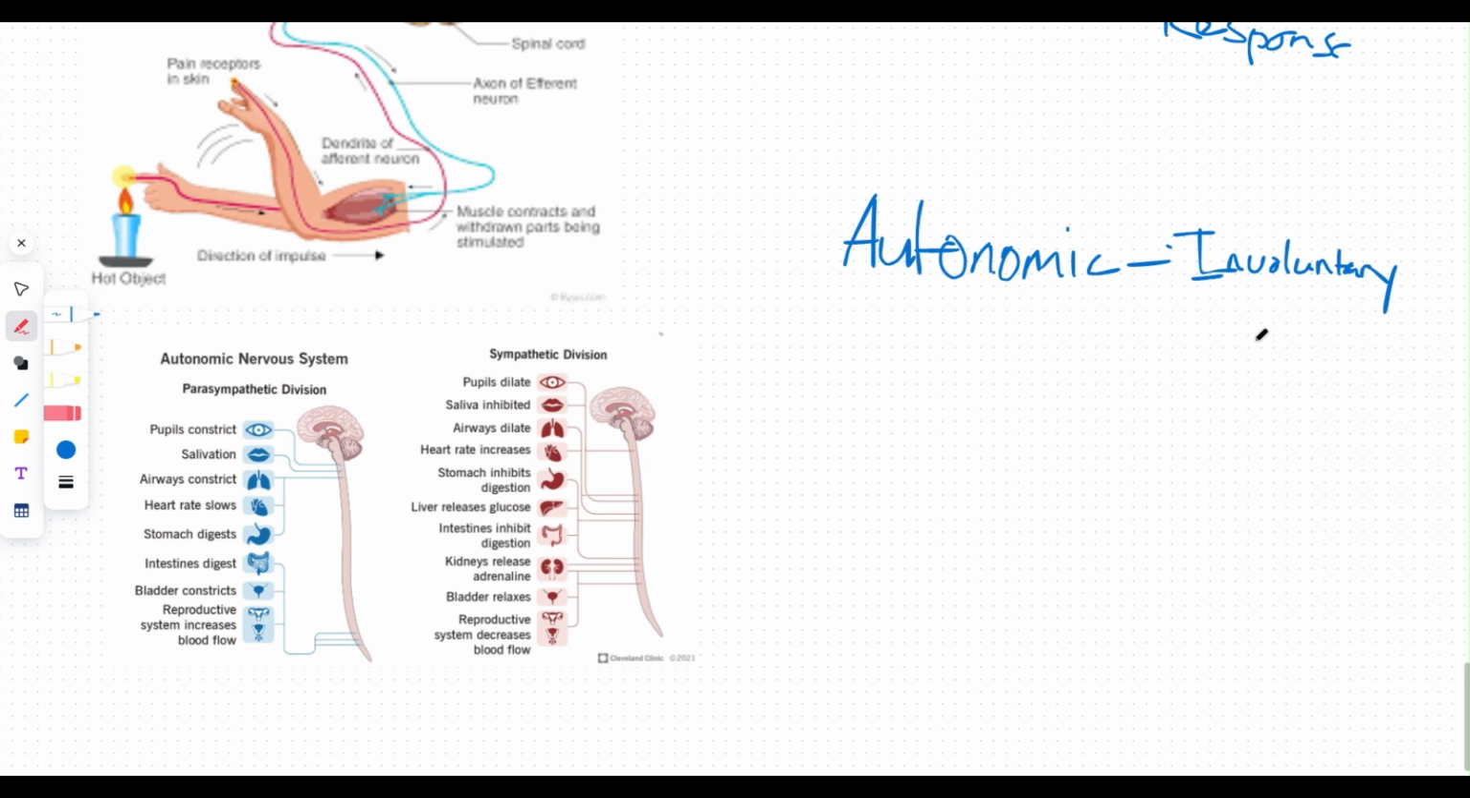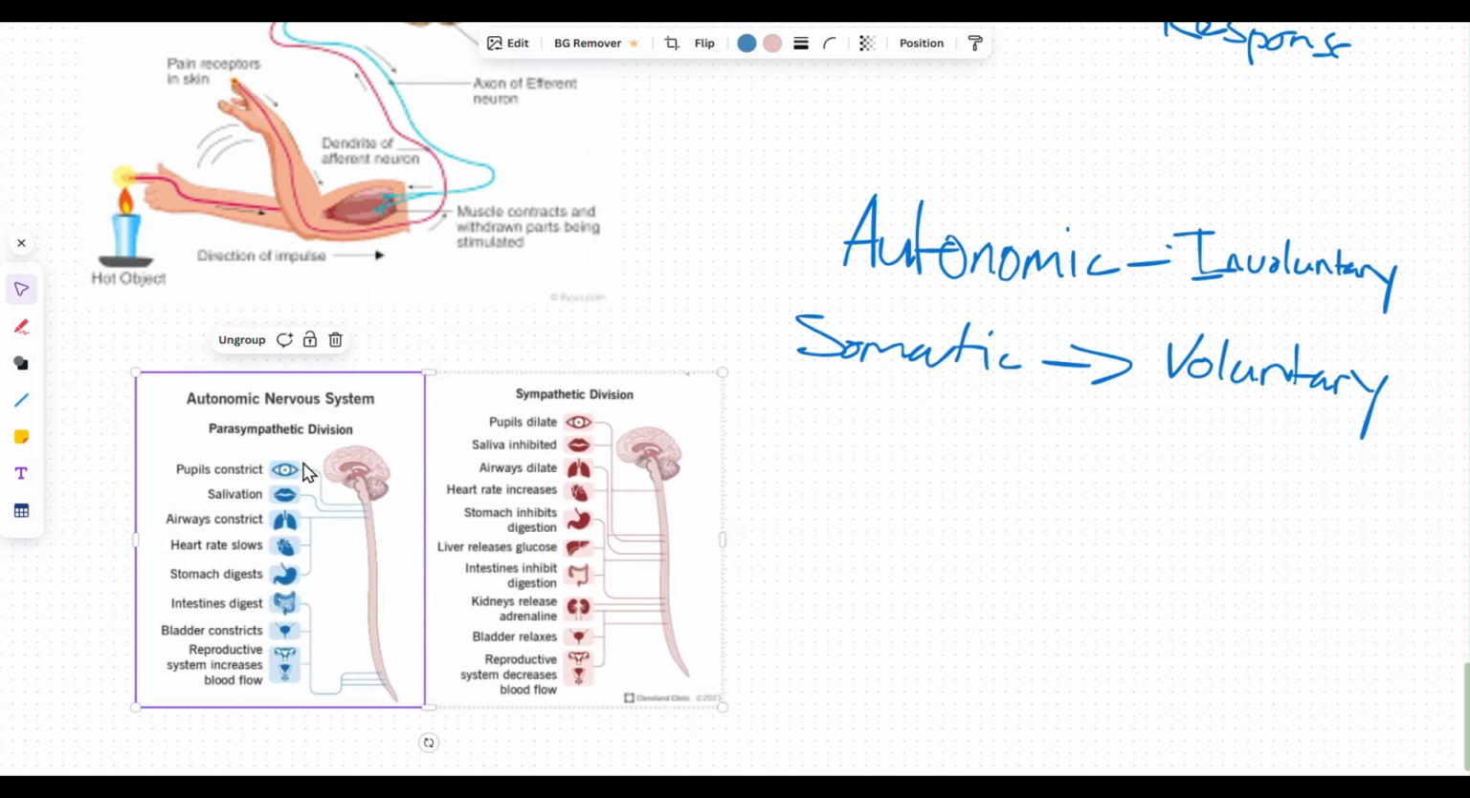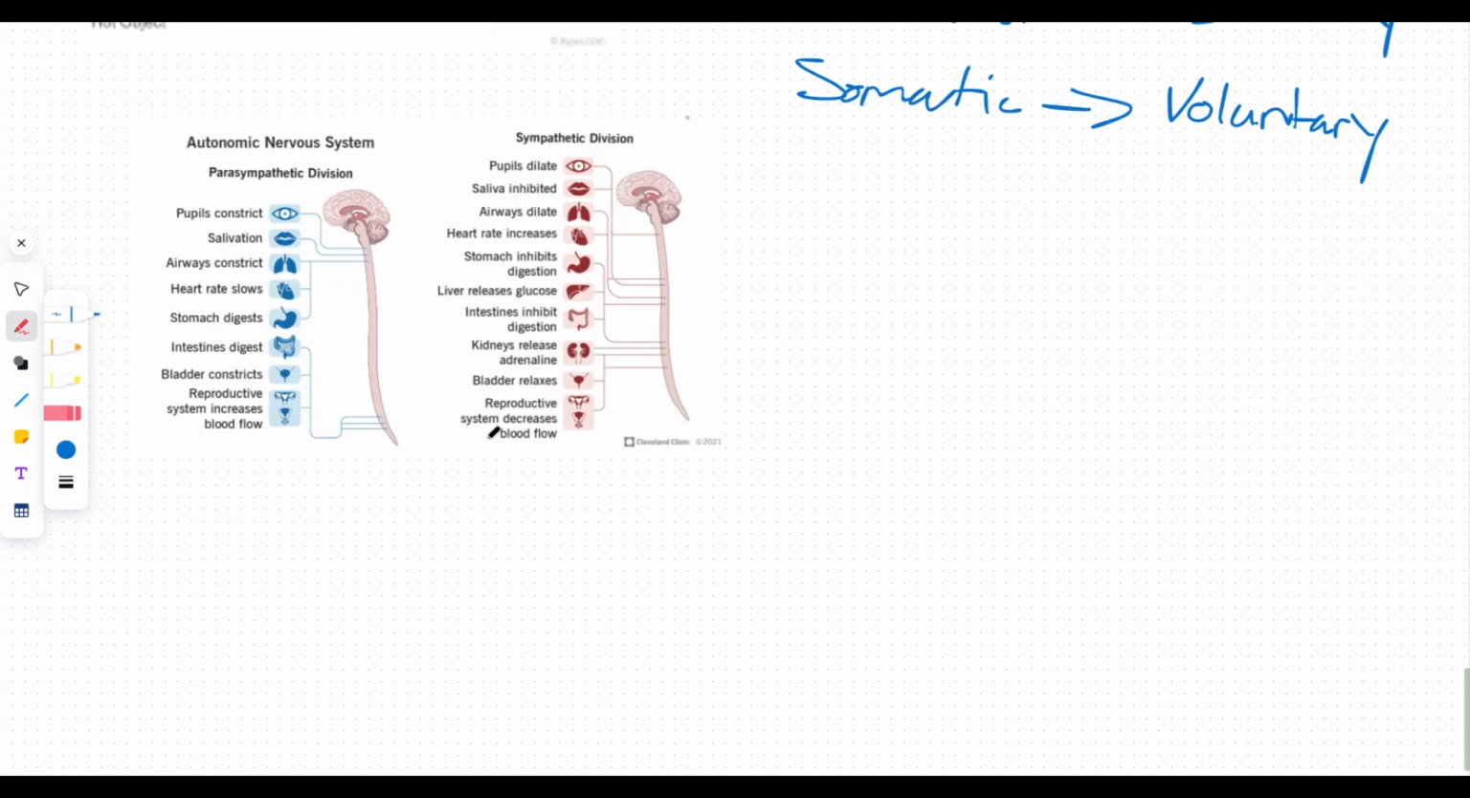And now you've got the somatic. This is anything you can control, such as moving your arm, your legs, kicking a ball, throwing a ball, catching a ball. That's all somatic. That's literally what somatic and autonomic is. But in the autonomic system, you've got two things: the parasympathetic and the sympathetic. What are parasympathetic and sympathetic?